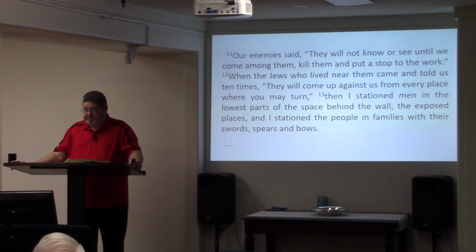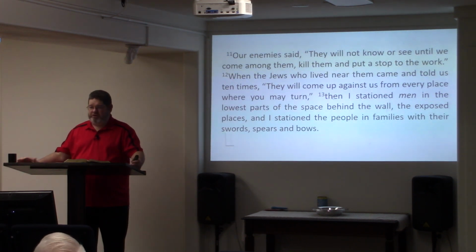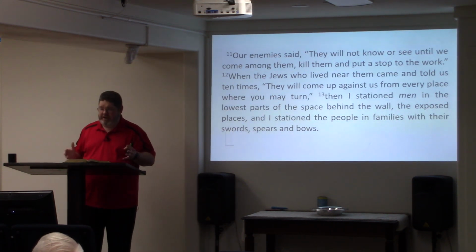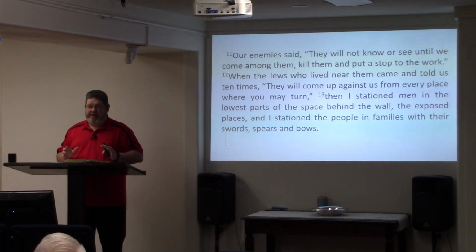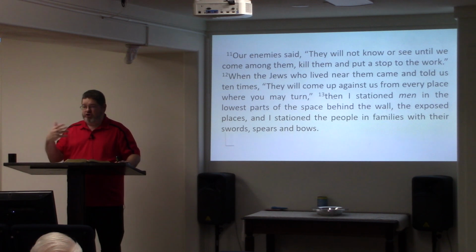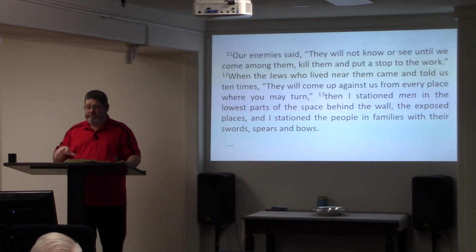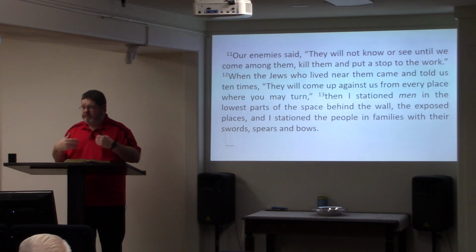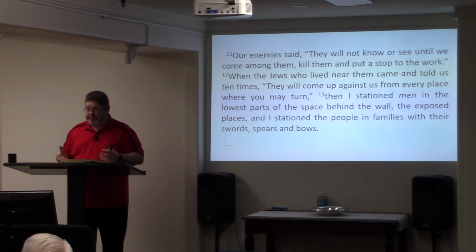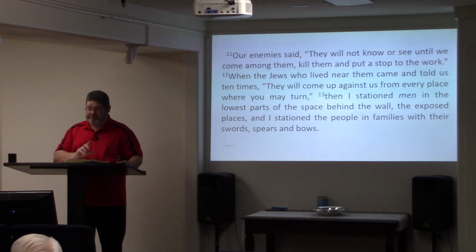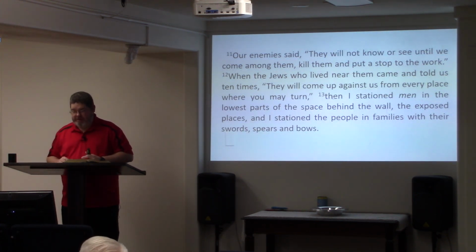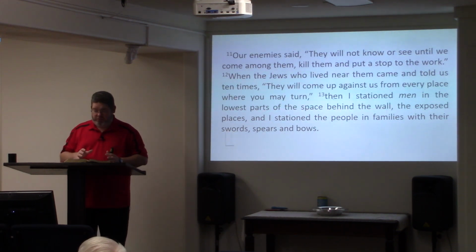And so Nehemiah sets up a situation where, because you have to guard a whole bunch of places, and that's one of the problems when you're building a wall, if the wall isn't built yet, you have a lot of weaknesses, and you have people working all around the place. And so the problem is the risk that a large group of attackers will come up against one or two people as they're working on the wall, breach the wall, and then they're inside your defenses, and now you've got all kinds of problems. And so Nehemiah's response is to station men, first of all, in the weakest places. You notice in verse 13 it says, I stationed men in the lowest parts of the space behind the wall, the exposed places, and I stationed the people in families with their swords and spears and bows.